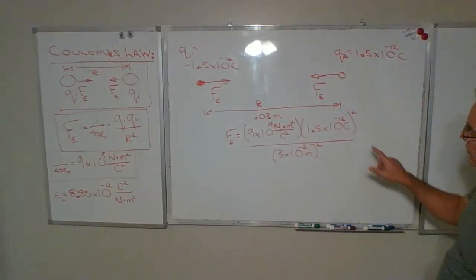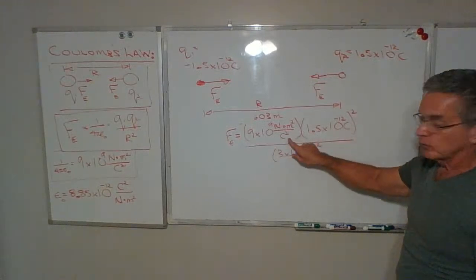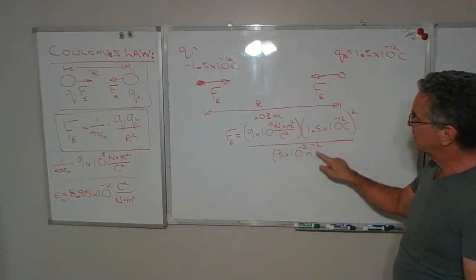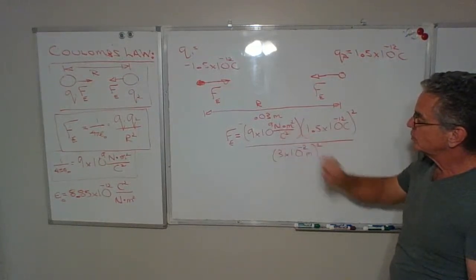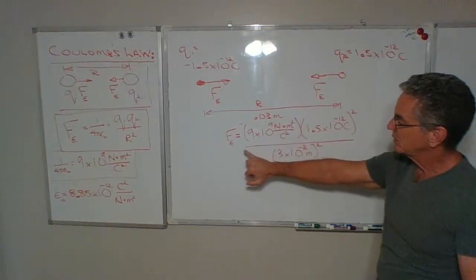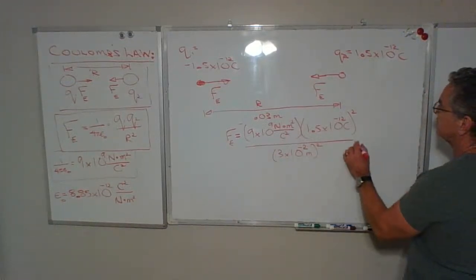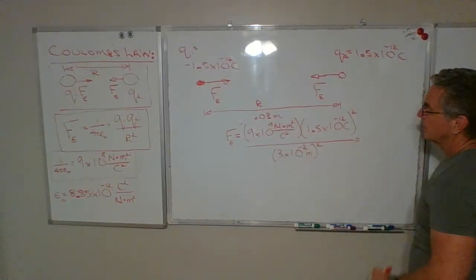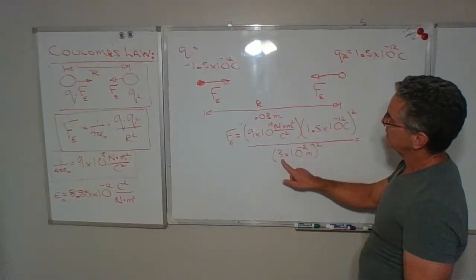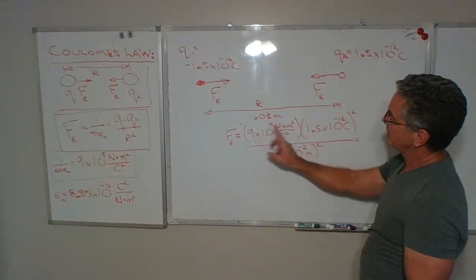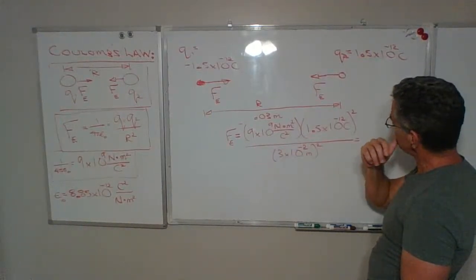So let's look at the units first. Coulomb squared cancels with these coulombs squared. That's good. Meters squared cancels with these meters squared. That's good. And that leaves nothing but newtons. That's great because it should be a force unit. Let's see. Okay, 3 squared is 9. This 3 has to be squared, and we've got a 9 up here, so that's going to cancel.